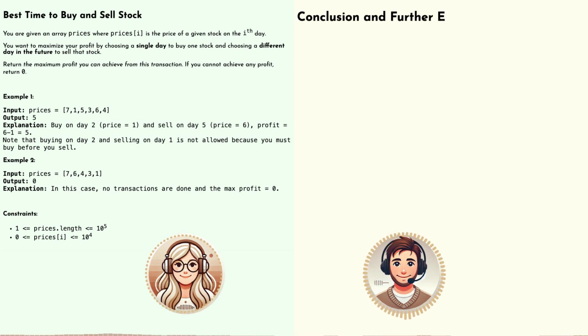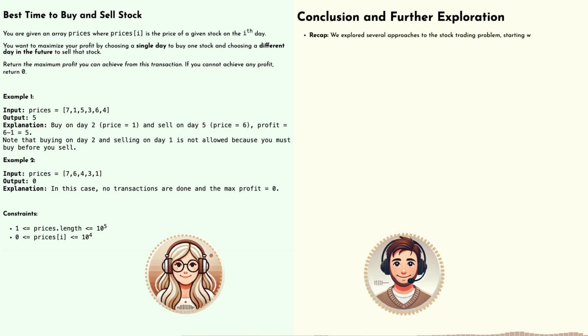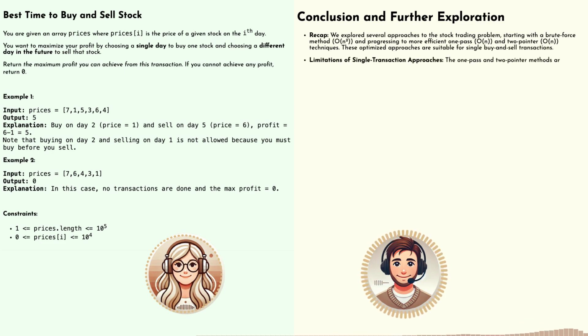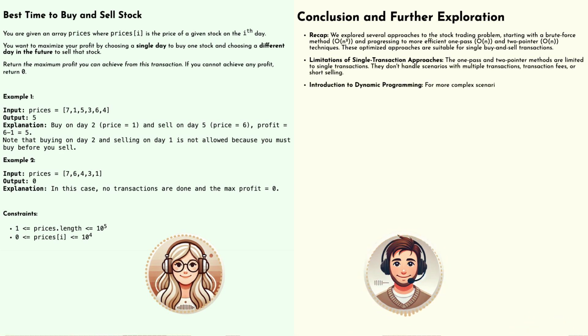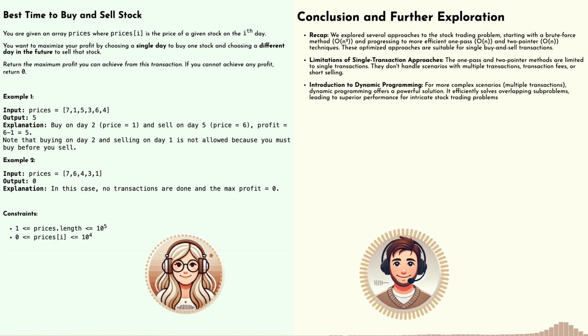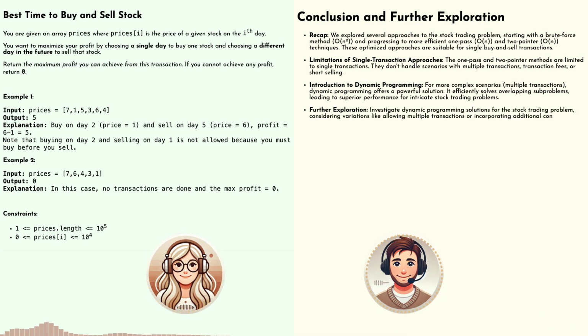Well, it seems like we've just scratched the surface of another fascinating topic here. Dynamic programming definitely deserves its own deep dive. But for today, I think we've covered a lot of ground. We started with that simple brute force approach, then explored those elegant one-pass and two-pointer methods. And now we've even glimpsed into the world of multi-transaction strategies and dynamic programming. It's been a great journey through the best time to buy and sell stock problem.